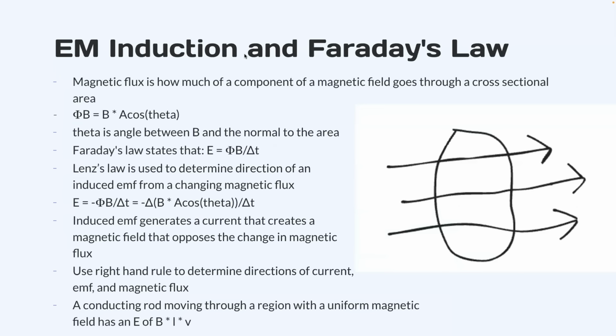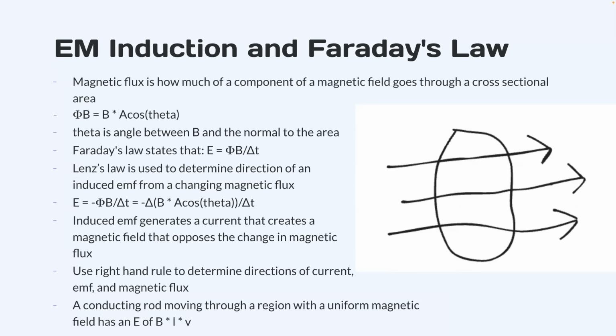Electromagnetic induction and Faraday's law. First, we must describe what magnetic flux is. Magnetic flux is just how much of a component of a magnetic field goes through a certain cross-sectional area. Look at this diagram. Let's say that circle is the cross-sectional area. Magnetic flux is how much of that magnetic field goes through that area.